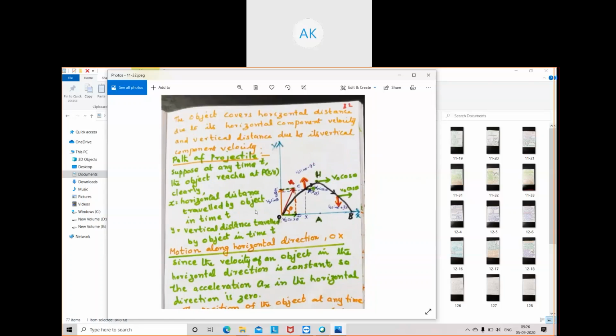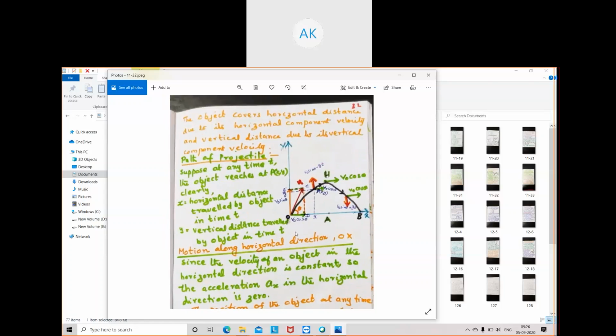Next, the path of the projectile is a parabola. That you have to prove. That's a very important question. Show that the path of the projectile is a parabola. You have to show that. For that, the same figure is taken. Same figure, but only one change is there.